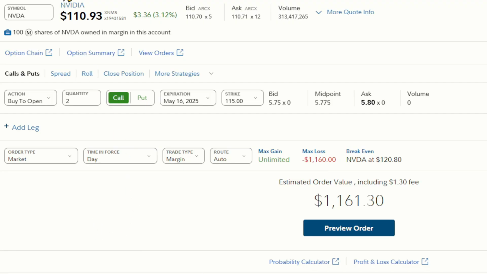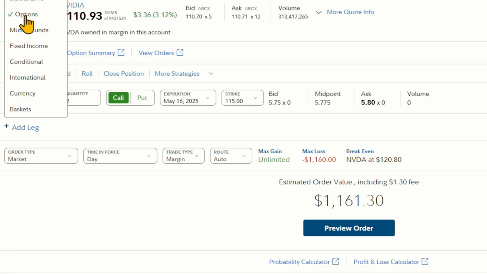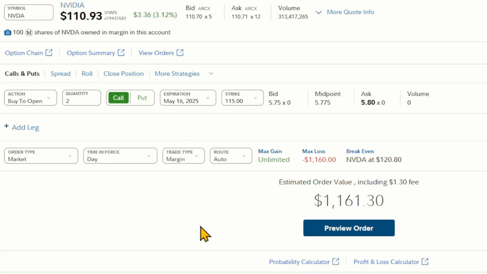Once you click that, you should see a drop down where you can select options, and it'll bring up a box similar to this. So from here, you can place your trade. So we started with buying a call option, and that's what we're going to set up here first. In this case, I'm going to use the underlying NVDA, which is NVIDIA, a popular stock trading at $110.93 currently. And you can see that I've got 100 shares of NVIDIA in this account.